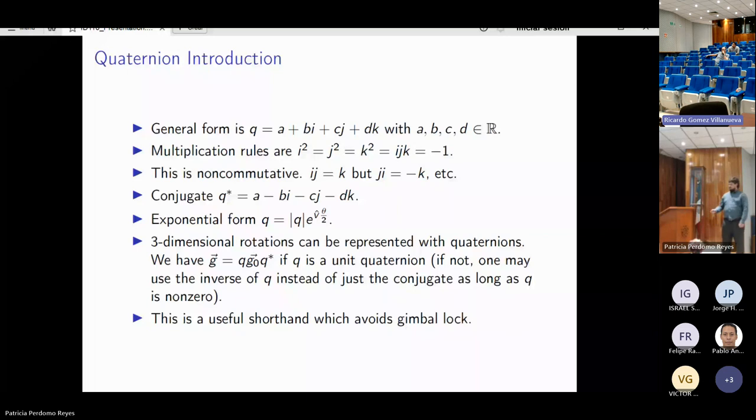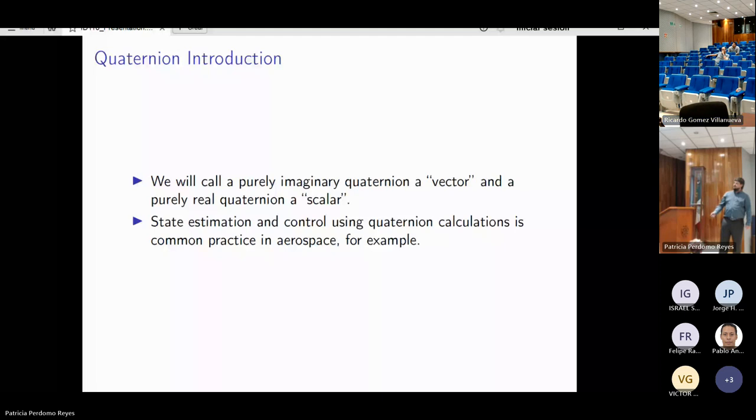This preserves the norm of the three-dimensional vector in the middle. And yes, we use this also on the next page. This is a useful shorthand, which is computationally compact and avoids gimbal lock. Another thing: we will call a purely imaginary quaternion a vector and a purely real quaternion a scalar. I will be switching back and forth in notation between three-vectors and purely imaginary quaternions, and between real scalars and purely real quaternions. State estimation and control using quaternions is common, for example, in space.